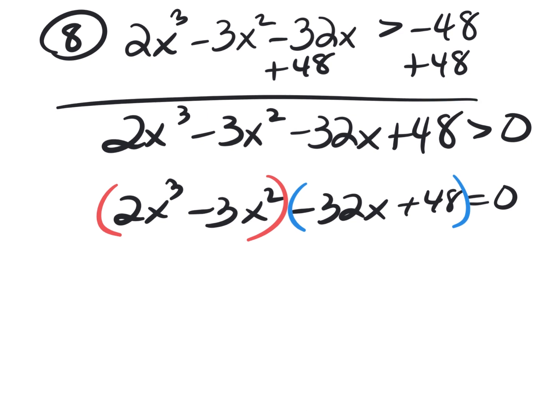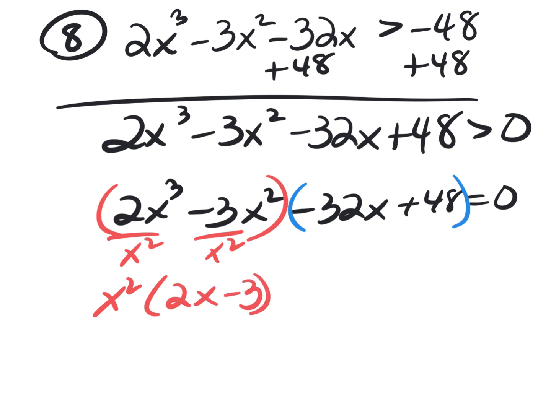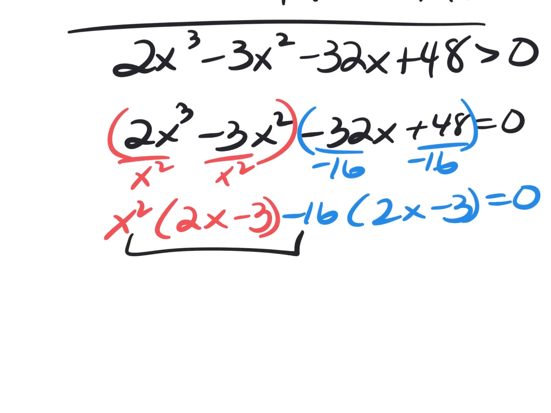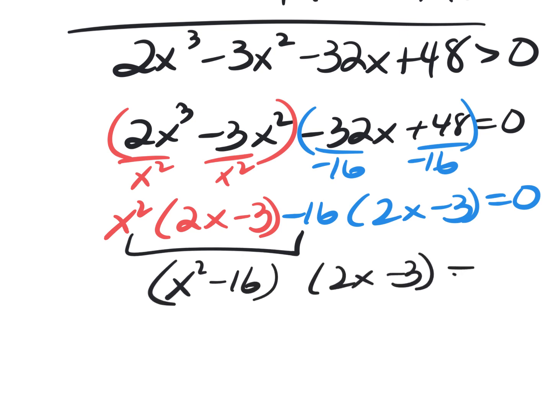My greatest common factor of the red group is going to be x squared. After I divide, I'm left with 2x minus 3. My GCF of the blue is going to be -16. I now take the 2 GCFs, put them together, take the binomial in common, write it once. Now notice my first binomial there can still be factored. This will factor into x plus 4, x minus 4.